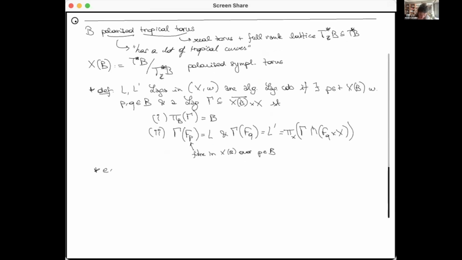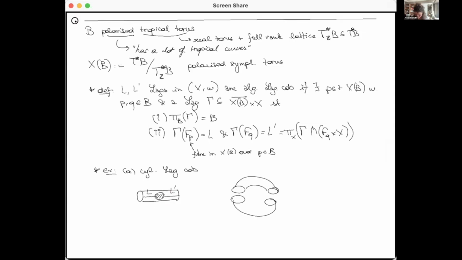So let me just give some examples. The first example is if you have a cylindrical Lagrangian cobordism, that gives you an algebraic Lagrangian cobordism. I'm not going to give the precise definition of a cylindrical Lagrangian cobordism, but they're a kind of Lagrangian cobordism that live in X times a cylinder. And if you project down onto the cylinder, what you will see is something like this. So you have L living over here and L prime living over here. And if you glue two of these together, you get an algebraic Lagrangian cobordism living over a two-dimensional polarized symplectic torus. So this is the picture. So here we would have L, L, L prime, L prime. And this is an algebraic Lagrangian cobordism.